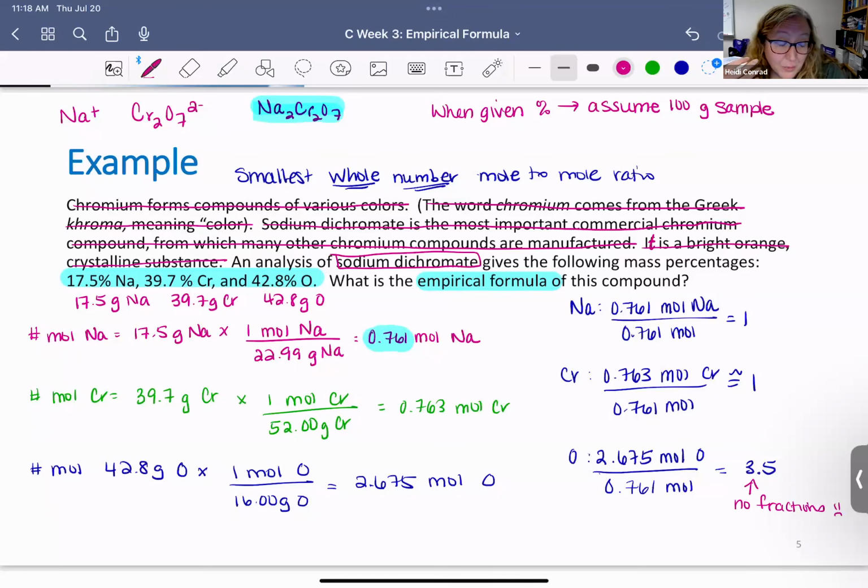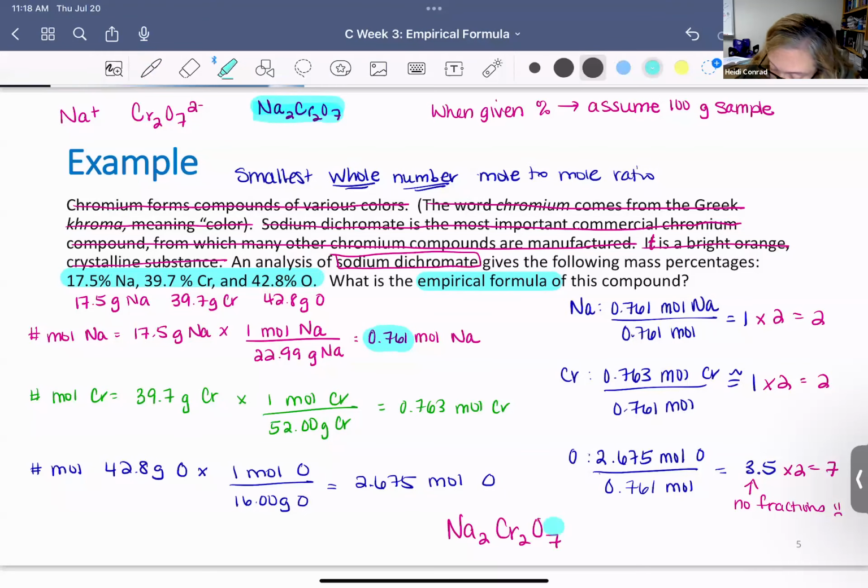If you end up with something that is 0.3, you're usually multiplying by 3. If you end up with 0.25, usually multiplying by 4. If you end up with a 0.5, you're multiplying all of those values by 2. This gives me 2 sodium, 2 chromium, 7 oxygen: Na2Cr2O7. Once you know naming rules, which come right before this in the chapter, you would be able to check yourself and say, okay, yes, sodium dichromate would be Na2Cr2O7. But now we've proved it mathematically as well.